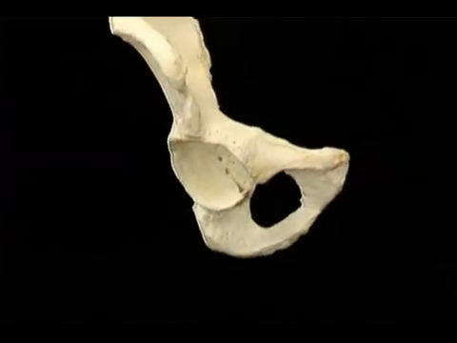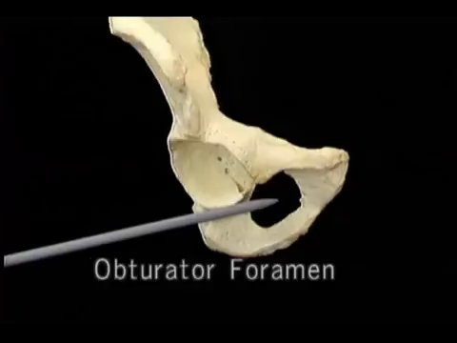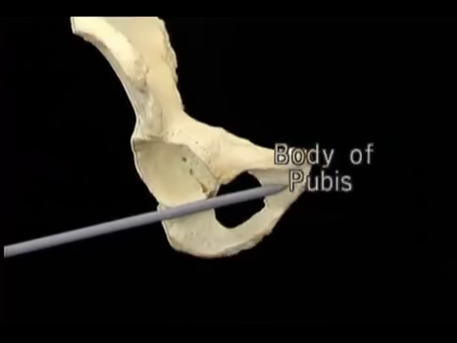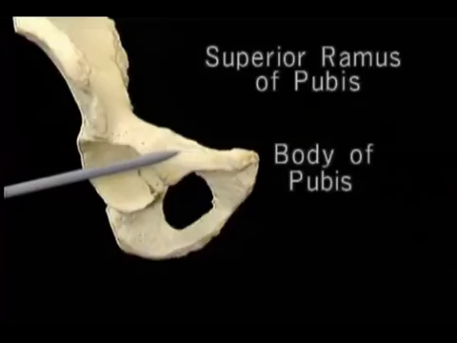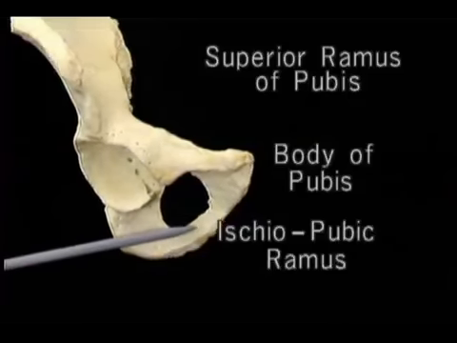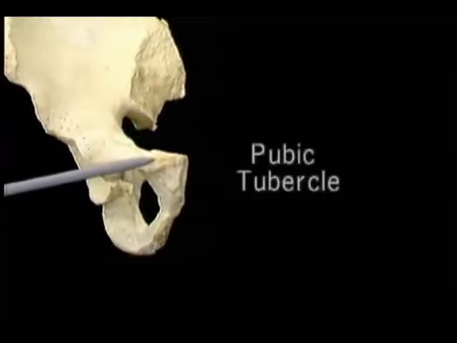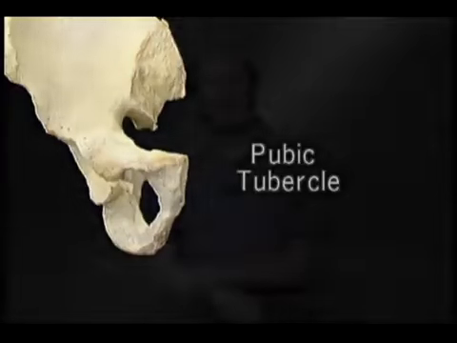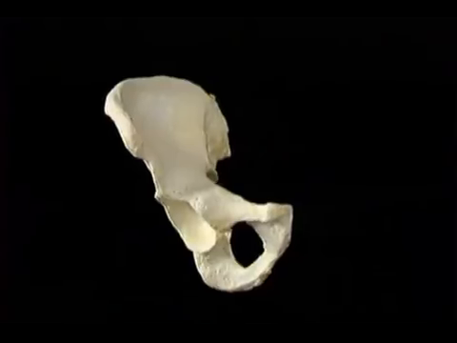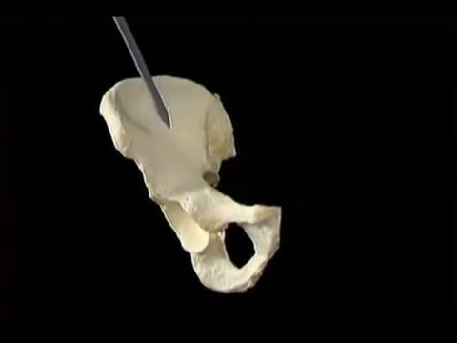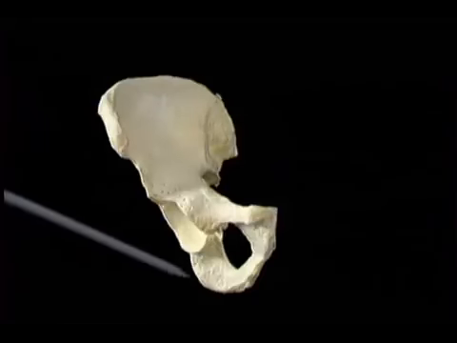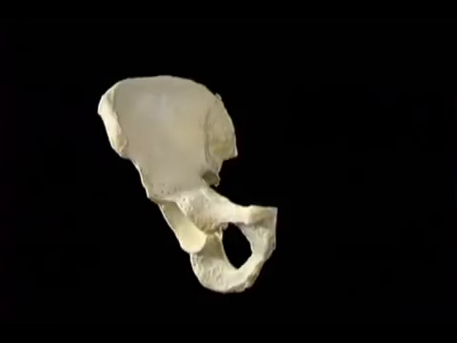The big hole in the lower part of the hip bone is the obturator foramen. This is the body of the pubis, this is the superior ramus of the pubis, and this is the ischiopubic ramus. This prominence is the pubic tubercle, to which the inguinal ligament is attached. It's helpful to keep in mind that the upper part and the lower part of the hip bone face in different directions, like my hands. So when we look at the hip bone from in front, like this, we see the inner aspect of the ilium and the outer aspect of the pubis and ischium.